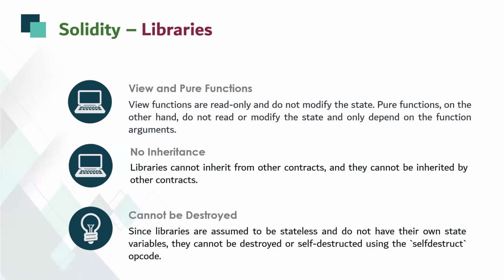The fifth one is no inheritance. This means libraries cannot inherit from other contracts, and they cannot be inherited by other contracts. So they are standalone units of reusable code and cannot be extended or modified through inheritance.